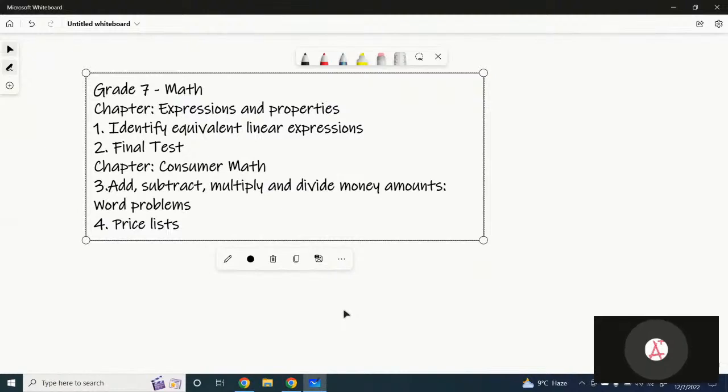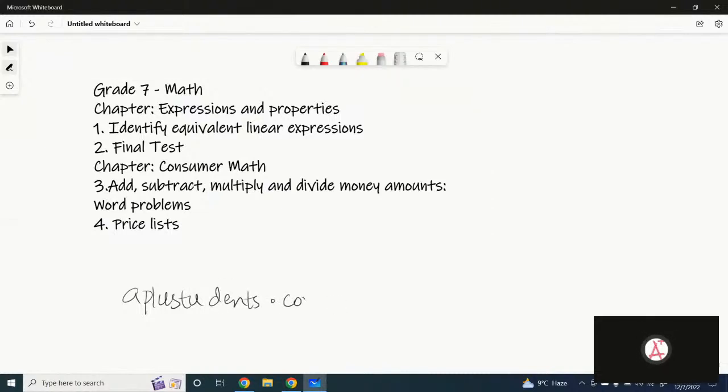So we're going to start with grade 7 maths. You can find all the lessons on aplusstudents.com. You have to log in there using your email address and password as provided by the administrator. Then you have to select math from the subject tab. Scroll down to grade 7 maths. Click on view all lessons.